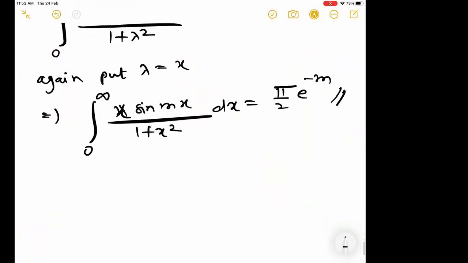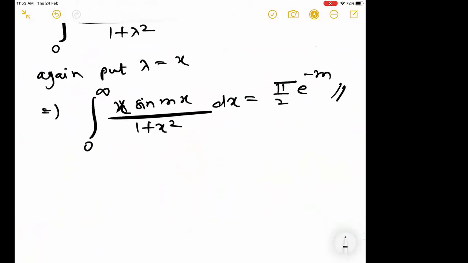Yes, yes, ma'am. Got it, no? Yes. Next we will do the Fourier transform.